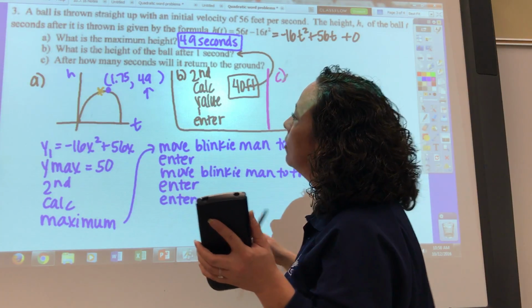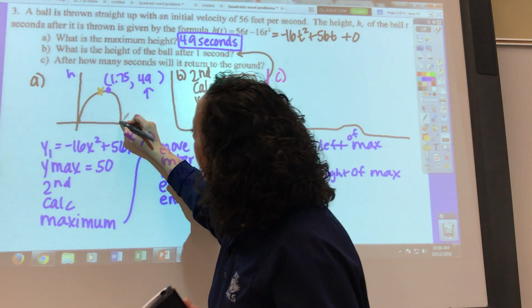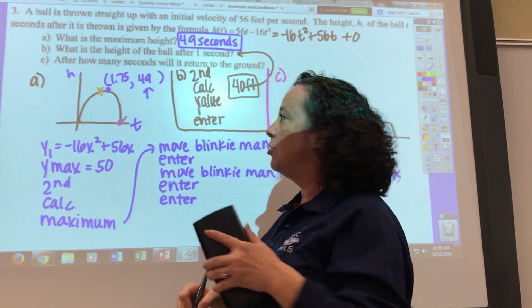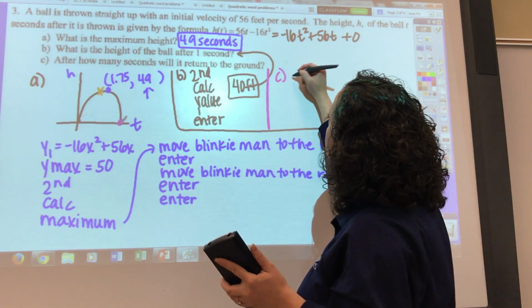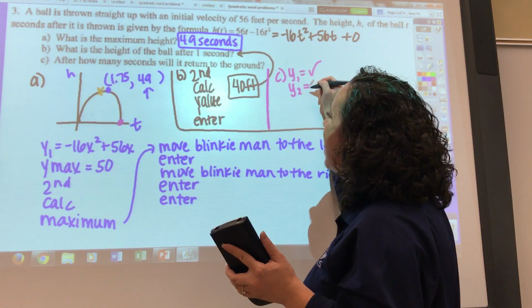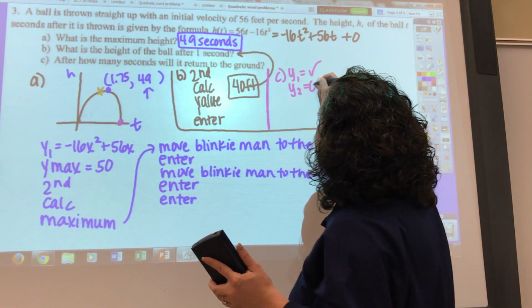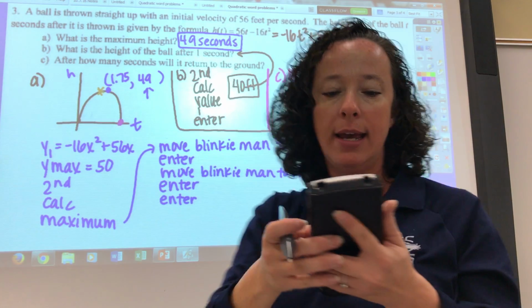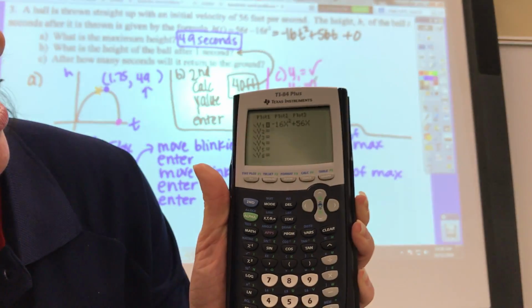Part C. After how many seconds will it return to the ground? Okay, we want this. You should be old school. We should be good at this now. We already have the function in Y1. But what do we want to put in Y2? What's the height when it goes back to the ground? It's 0. So you go to Y equals, and in Y2, you put a 0.